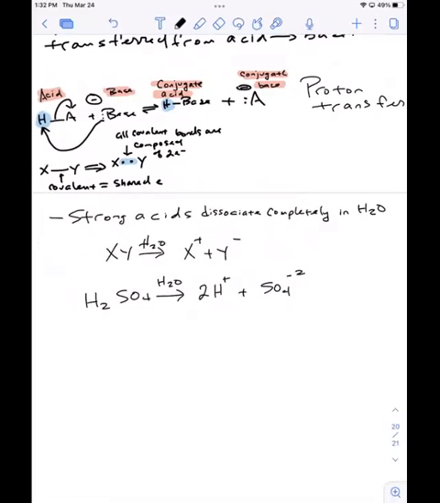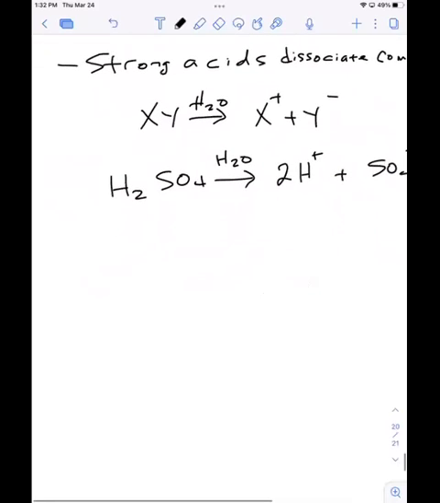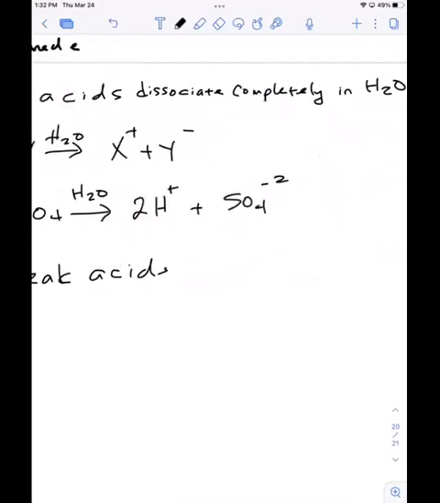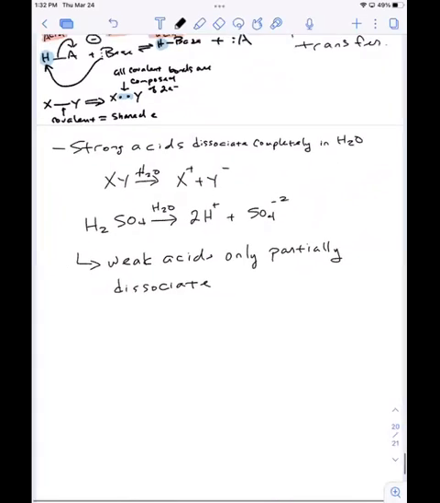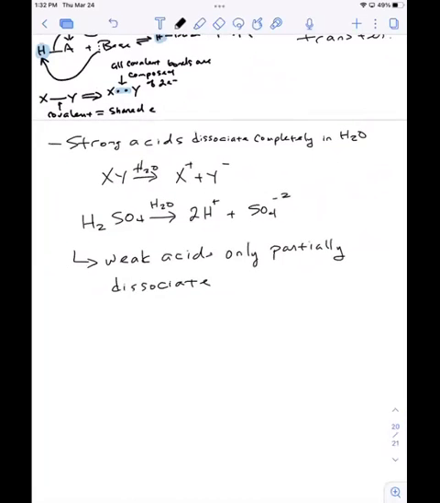Weak acids don't dissociate like that. They only partially dissociate. So we can add that into this description of acids as well. A weak acid is only going to partially dissociate when you dilute it.